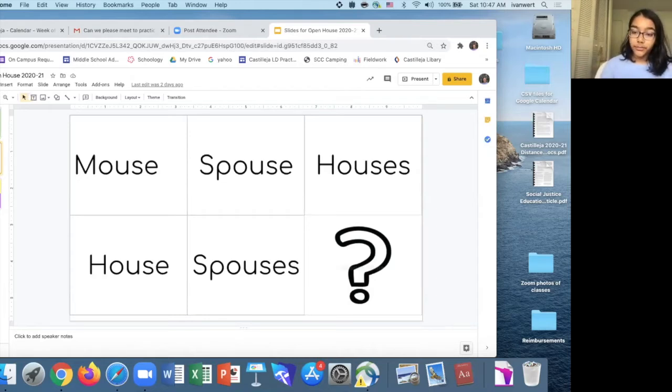Elena? I think it would be mouses because it looks like it's just adding an S. Really? That's not what I got. I actually thought it was mice because I thought we're doing the plural of everything. See, house and houses, spouse and spouses, so mouse and mice.